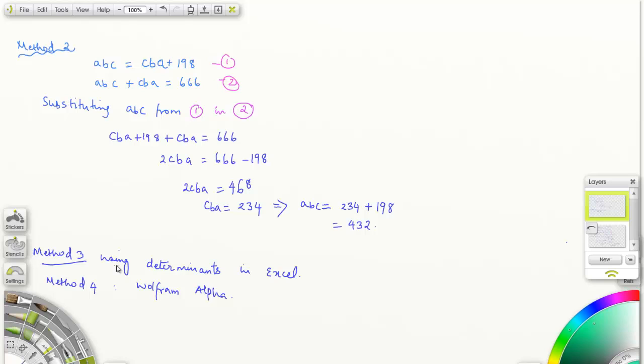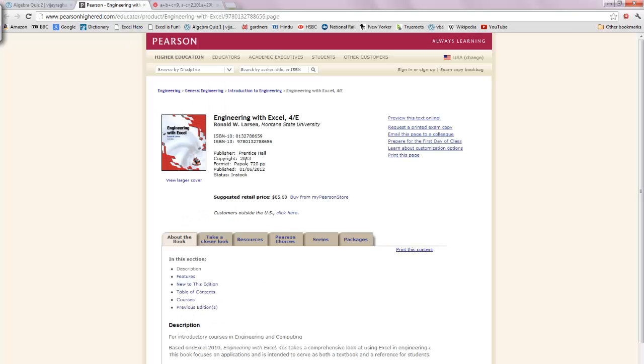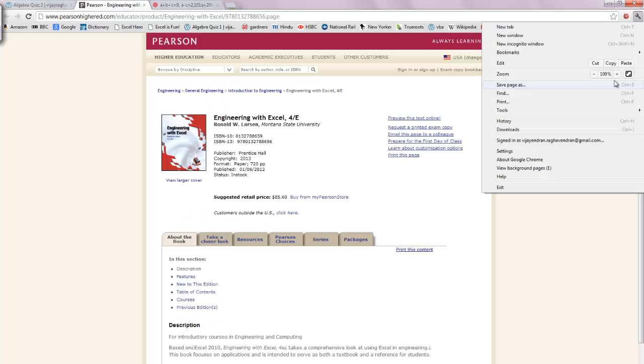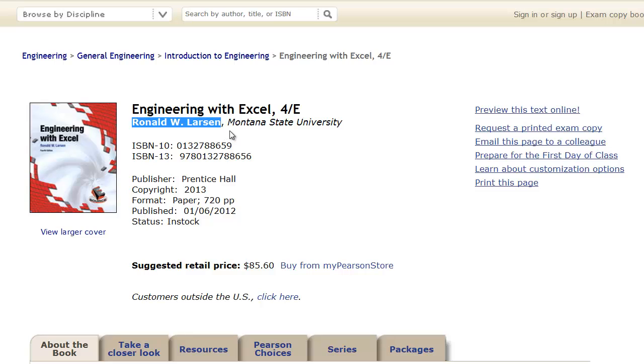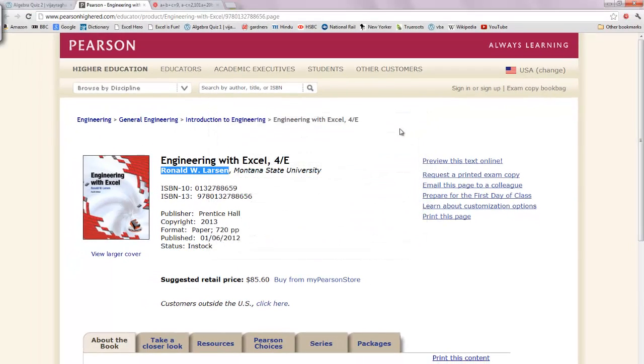Okay, and then in the third method, I'm going to use all three of the linear equations, but instead of solving it manually, I'm going to use Microsoft Excel 2010 to do this problem. I would very much recommend this book, Engineering with Excel by Ronald W. Larson. It's a fantastic book, and I'm sure he's got some videos on YouTube, and he talks about matrices and determinants and inverses of matrices. When you search Ronald Larson on Google, it will take you to his website for the book, and you can download the datasets mentioned in his book.